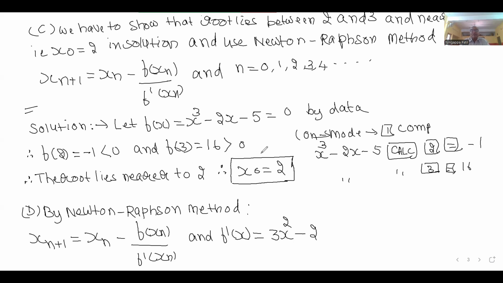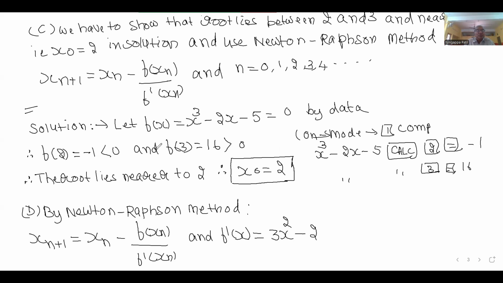Then next, again bring this expression x cube minus 2x minus 5 on the display of the calculator. Again, calc button. Now it asks the value of x. You enter 3, then equal to button, then 16 you are getting. f of 3 is 16, which is greater than 0. So f of 2 is smaller than 0 and f of 3 is greater than 0. Then root lies between 2 and 3.